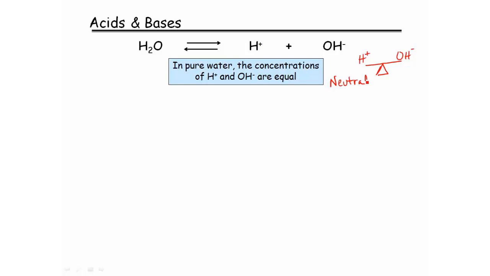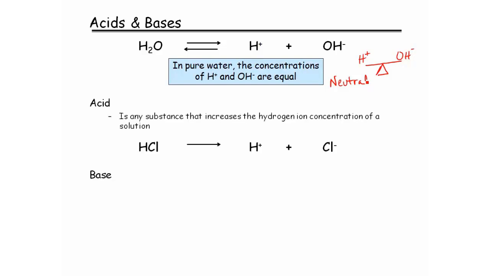What we call acids and bases are substances that disrupt this balance between the two. In other words, if we add an acid or a base to a solution, then we now have the scale tipped in one direction or the other. If we talk about the acids and the bases, an acid is going to be any substance that increases the hydrogen ion concentration, such that now we're going to have extra of the hydrogen ions.